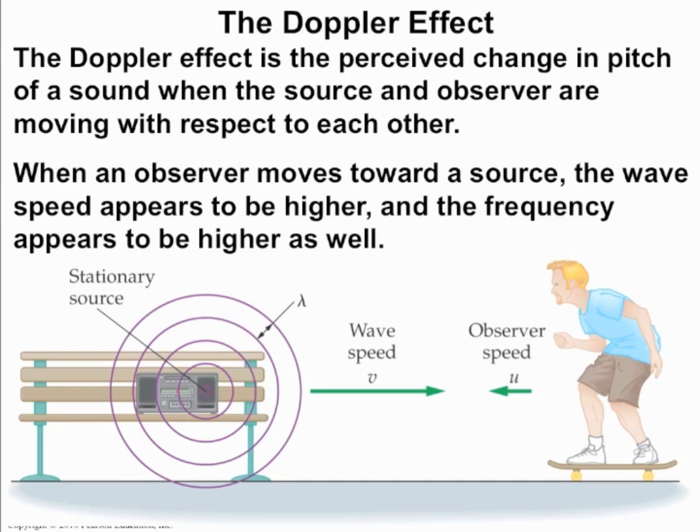We've got a skateboarder and he's riding towards the stereo, and it's a stationary source of sound, but he's riding towards it. And so the waves are actually getting to his ears faster than they would if he were stationary, and that's why it seems to make the frequency higher and the wave speed higher.